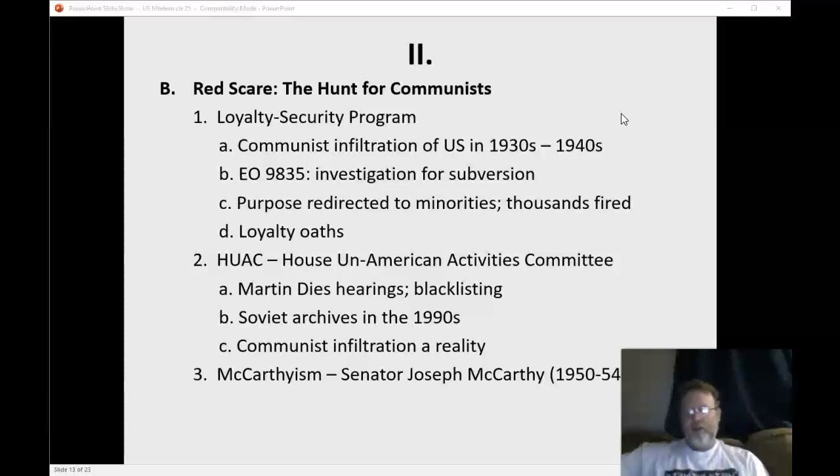Well, let me get to McCarthy, which is really the epitome of how this became a national paranoia. McCarthy in 1950 claimed to have a list of 250 known communists working in the State Department. State Department is our foreign relations department. They're the ones that generally deal with other countries. He claims to have all these people that are on this list that are communist, either communist sympathizers.